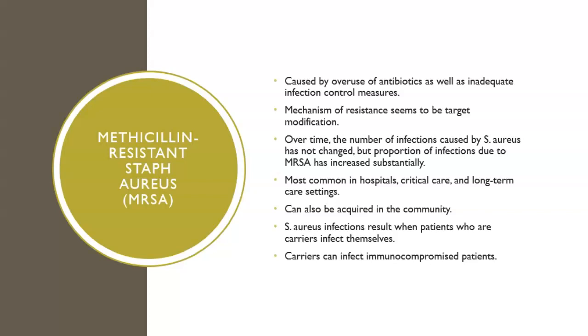So this bug is most common in hospitals, critical care, and long-term care settings. It can also be acquired in the community, though. Staph aureus infections result when patients who are carriers infect themselves. MRSA is one of those things, I'm sure you have heard of this, where a person can be colonized with it, but it does not necessarily mean that they need antibiotics because it's not an active infection. So there is a difference.